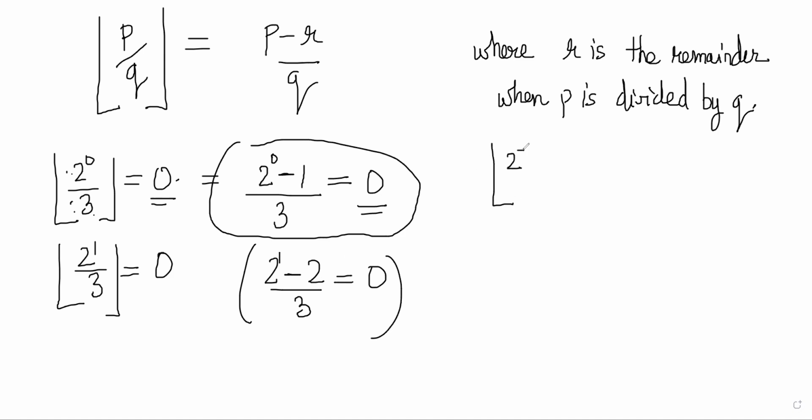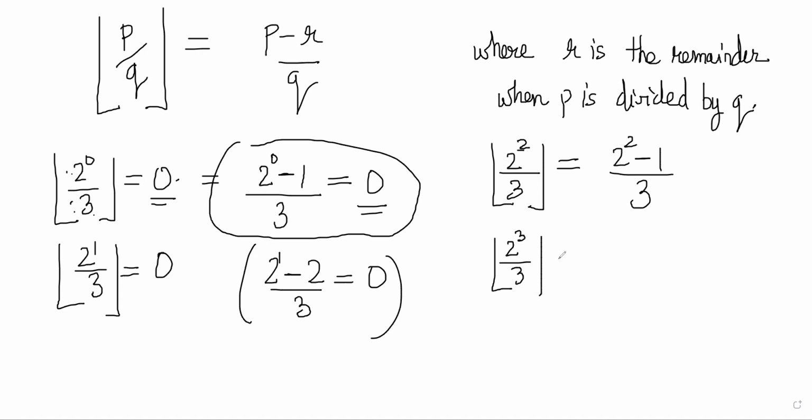As you go to higher powers, you will start getting a pattern. So 2 power 2 by 3, I will say it is 2 power 2 minus the remainder when 2 power 2 is divided by 3, which is 1, by 3, right? Then the next higher power, 2 power 3 by 3, you will get 2 power 3. What is the remainder when 8 is divided by 3? It is 2. So as you can see here, every time the remainder is 1 or 2, 1 or 2.